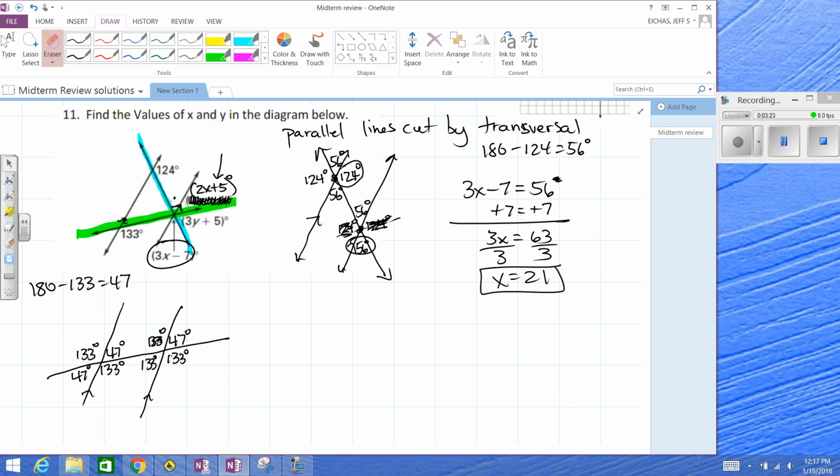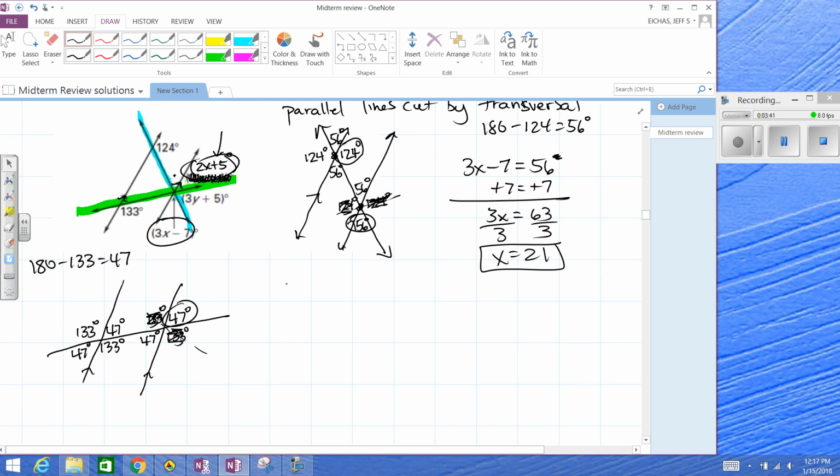Let's see if any of those help us. Definitely not this one because it's got a segment coming through it. This didn't help us much. We already know what x is, so we knew that was going to be 47 anyway. So let's go ahead and go back to the parallel lines cut by a transversal again. Let's put both of the transversals in now.